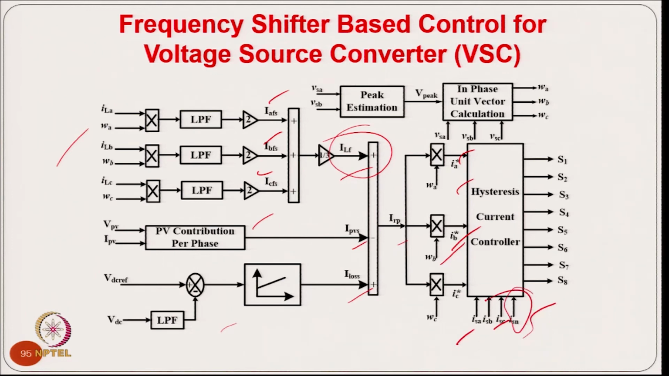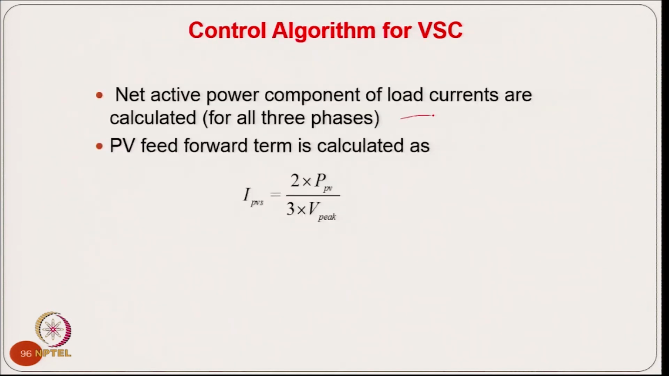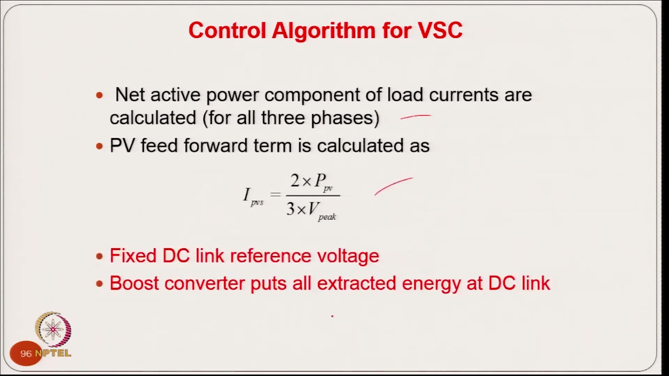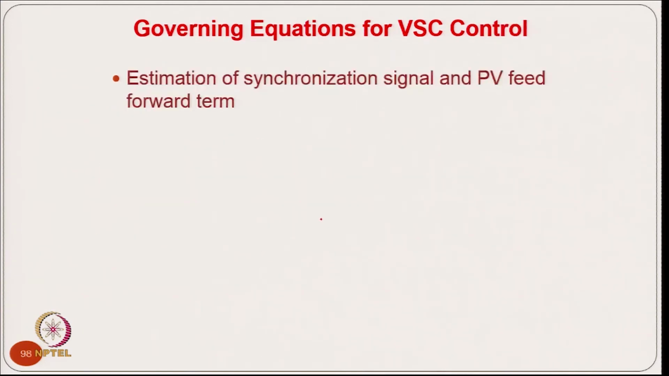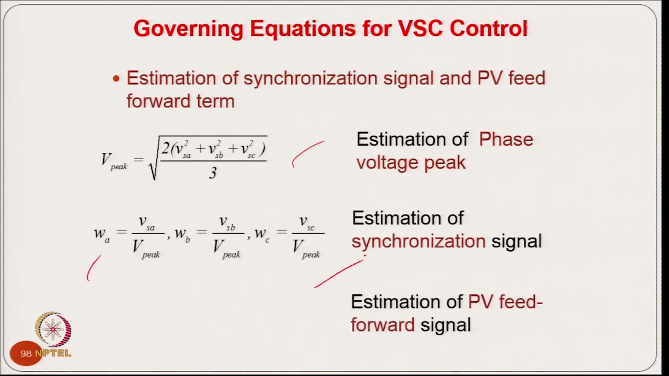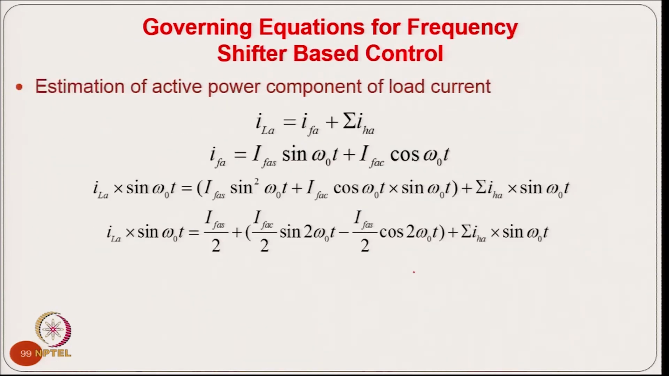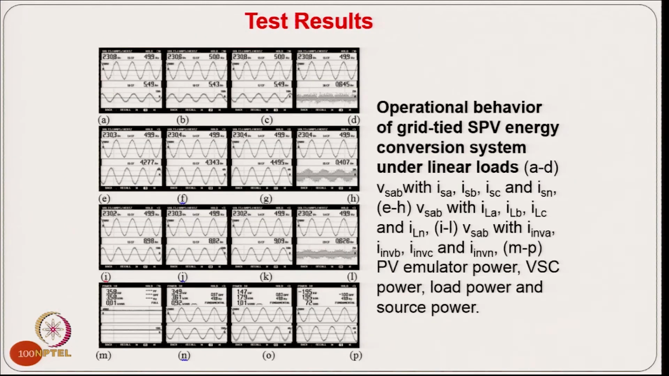For the 4th leg we have a reference corresponding to neutral current of 0, and this is the sensed neutral current of the grid, which is maintained at 0. It means the load neutral current is supplied by the 4th leg of the inverter locally. We have a feed forward term, and all these functions are done by the control algorithm. We estimate the amplitude of the voltage, then the phase template, then the feed forward term of the inverter, and then we get the load component using the filter fundamental component, and then we get the reference current.